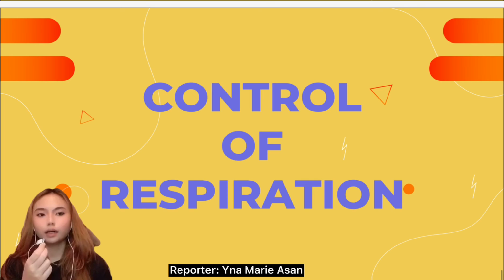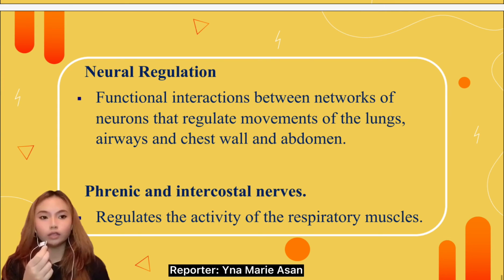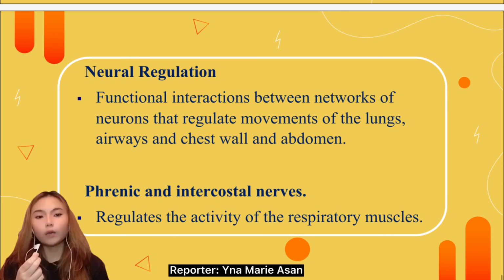Okay, let's discuss the role of controlled respiration. So, what is the neural regulation of the respiratory system? The neural control of respiration refers to functional interactions between networks of neurons that regulate movements of lungs, airways, chest wall and abdomen in order to accomplish effective organismal uptake of oxygen and expulsion of carbon dioxide, airway liquids and irritants, and regulation of blood pH.